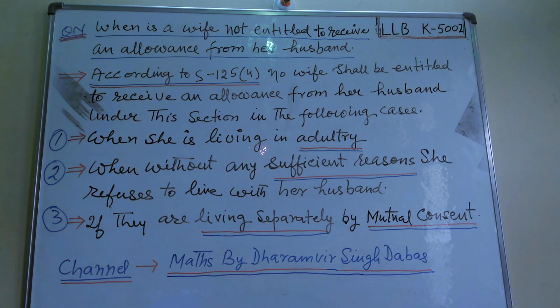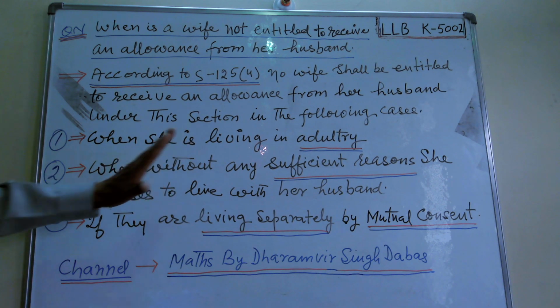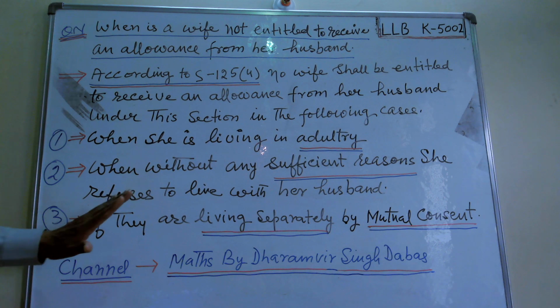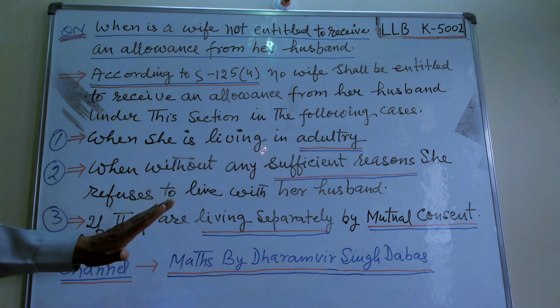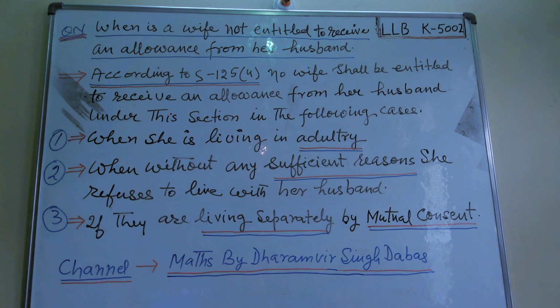So these are the 3 points: when she is living in adultery, when without any sufficient reason she refuses to live with her husband, and if they are living separately by mutual consent. These are the 3 reasons by which a wife is not entitled to receive an allowance from her husband.